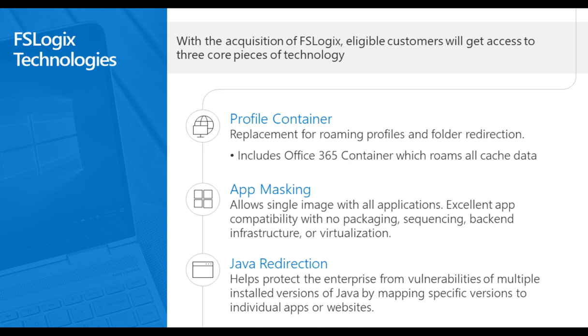And so with app masking, an administrator has the ability to make one application catalog image that's this golden image. And then that golden image, you can control through app masking what users have access to what applications in the environment. And the last is Java redirection.